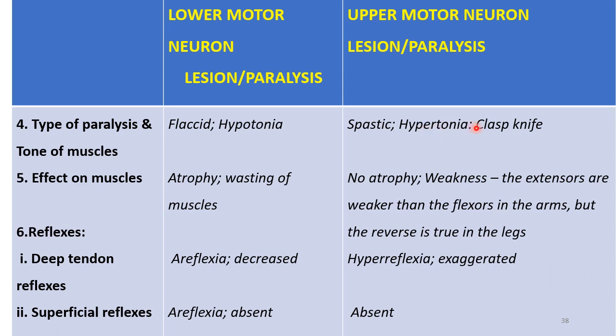lost. And what type of rigidity do we observe? We observe the clasp type of rigidity. Initially there is resistance, which gives away, and we get a clasp knife type of rigidity. We already discussed that. So the paralysis seen in upper motor neuron lesion is spastic type of paralysis, and there is hypertonia. The tone is increased.